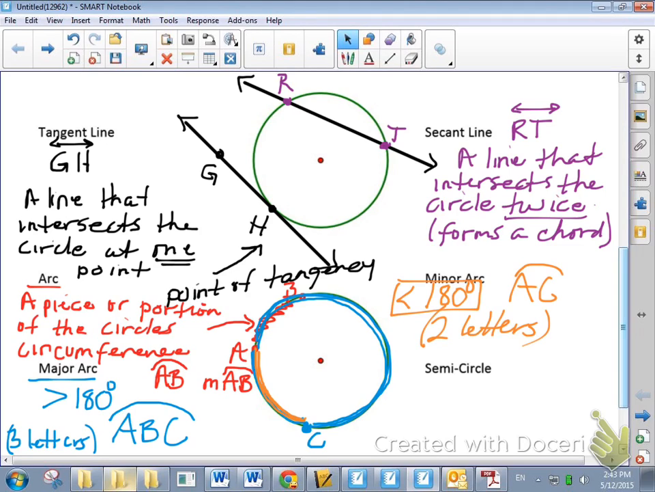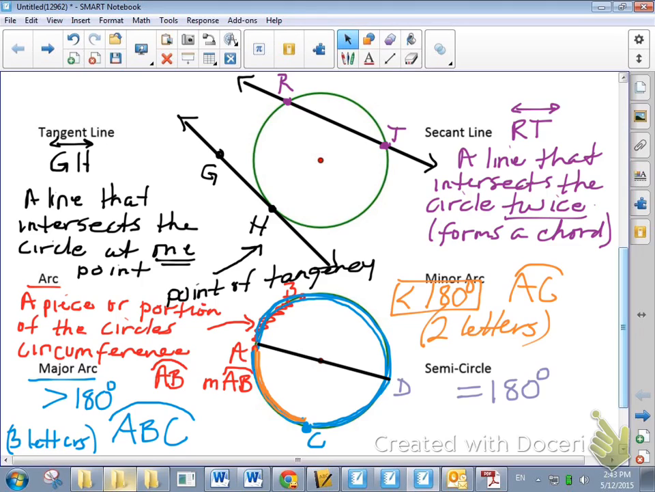So for a semicircle, if I were to draw in a diameter here, let's go right through the center, drawing in a diameter. Okay, and if I label this point D, okay, so my diameter AD, the semicircle is going to be an arc that measures exactly 180 degrees. So it doesn't matter which way I go around the circle.